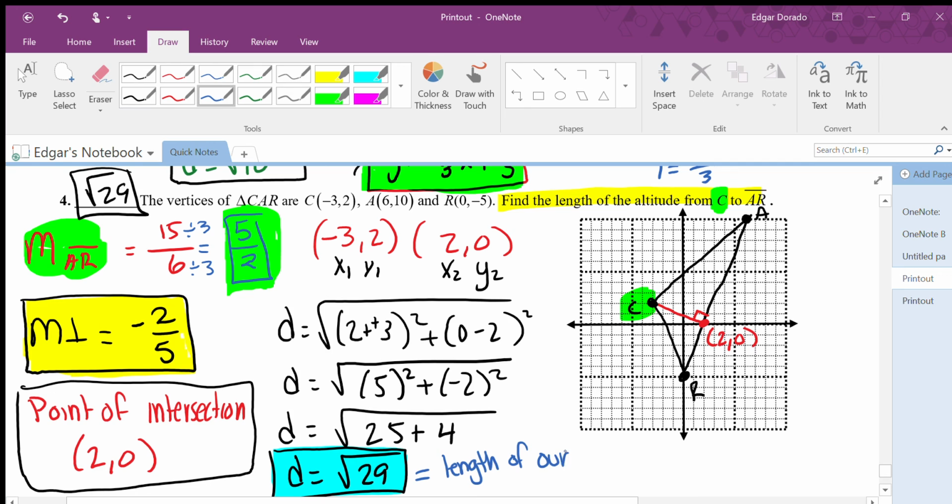Okay, so if you guys just want to write it in, this is the length of our altitude. And I always just like to write what altitude it is, because again, you can have multiple altitudes here. This is the altitude from C. That's where it asked us to start it from. Altitude from C.